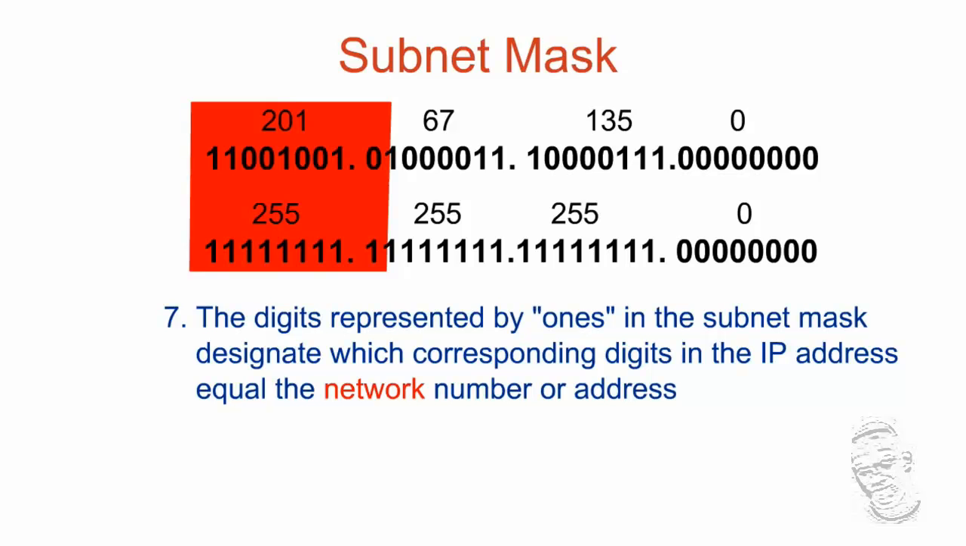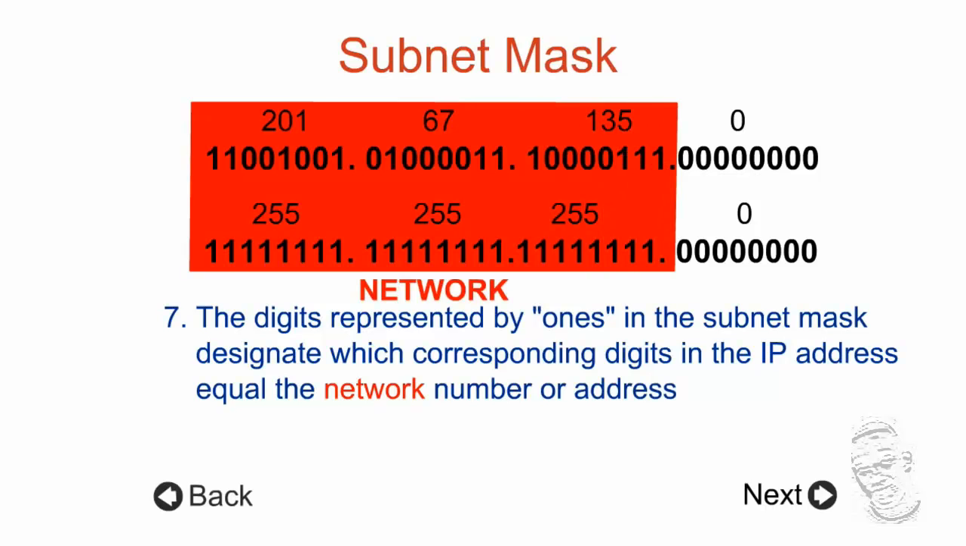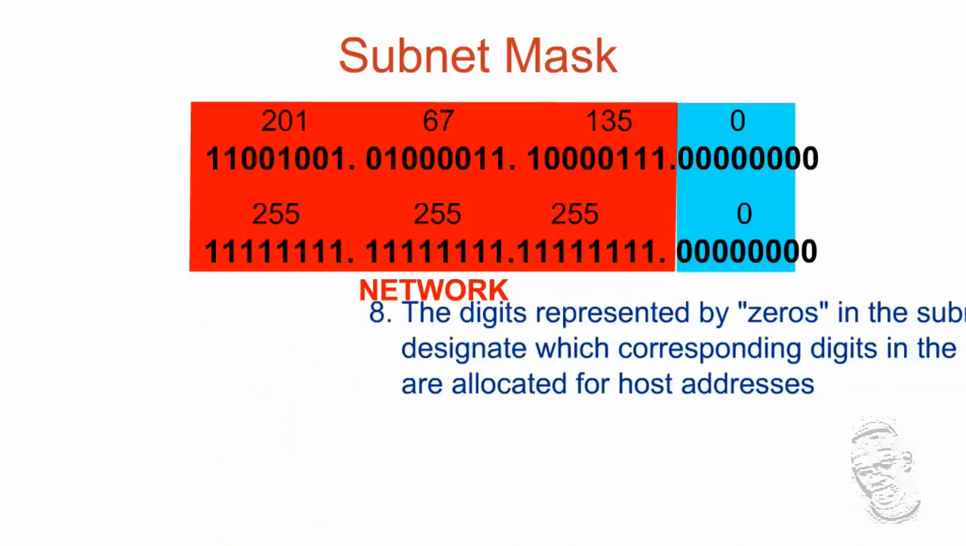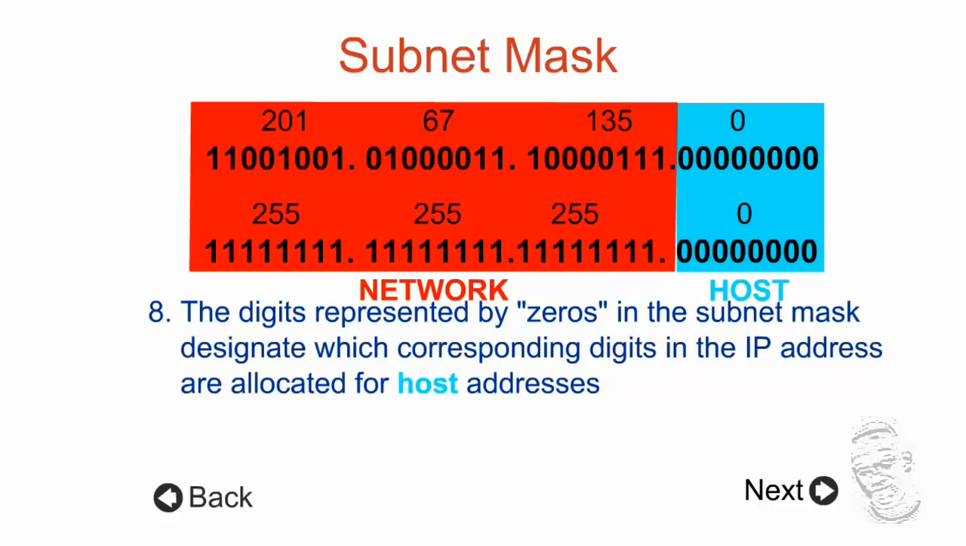Nonetheless, the digits represented by ones in the subnet mask designate the corresponding digits in the IP address that equal the network number. The digits represented by zeros in the subnet mask designate which corresponding digits in the IP address are allocated for the host address. So this would be the network address here, and this would be the number of hosts. This is the part where you're going to do most of your subnetting, because this portion is the network address, and this is the portion that you need to allocate for your number of hosts and so on. Let's move on.